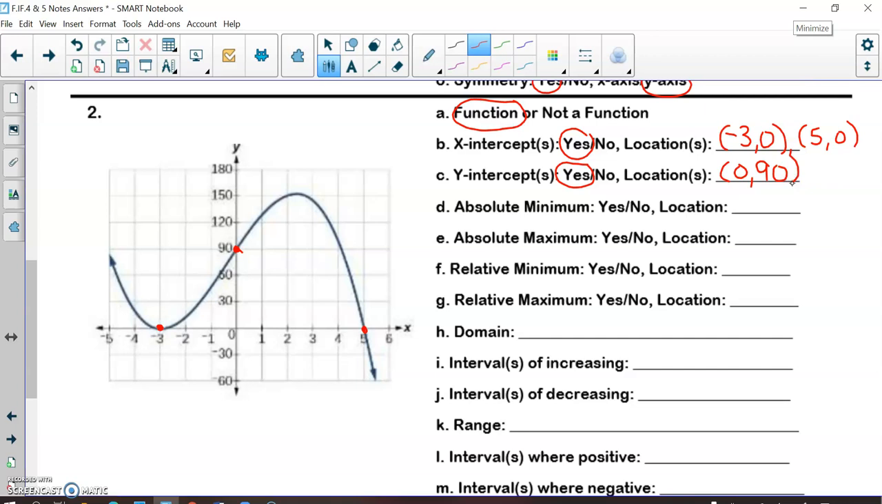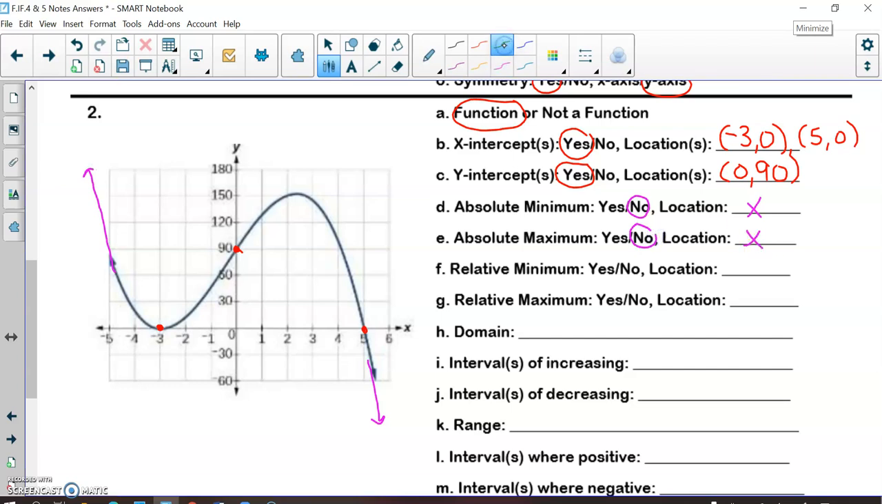Okay, so an absolute minimum. We do not have an absolute minimum because this graph goes on forever and ever in the downwards direction. So I'm going to say no, and then I could cross off my line or just leave it blank. Same with an absolute maximum. We don't have an absolute maximum because this is going to go up and up forever.